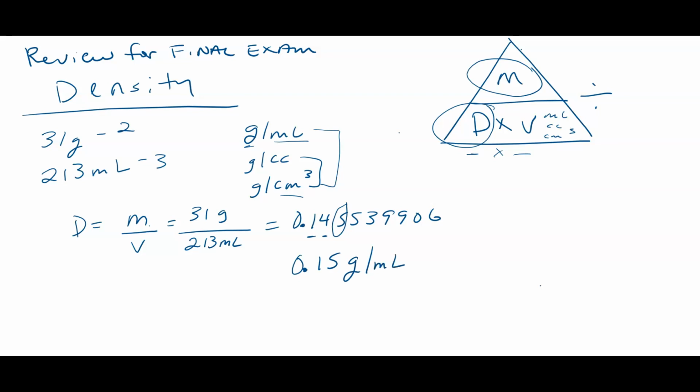Okay, so you can use that magic triangle to solve for anything. So we solved for density, but if I was given density and volume, I would just multiply them together to get mass. If I was given mass and density, I would take mass divided by density to get volume. So you can use the magic triangle to figure out density. Okay, so try some density problems before the test. So that's going to be on the exam as well. I'm going to pause for a sec and start the next thing.